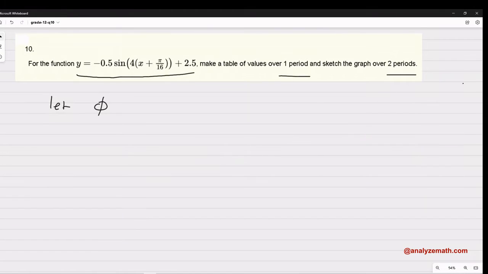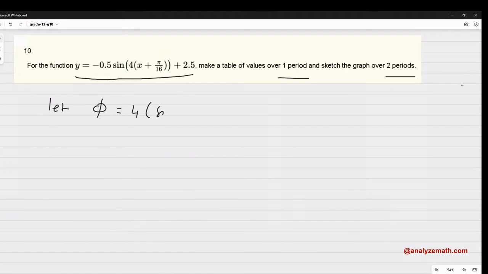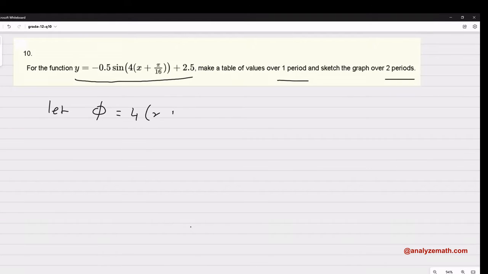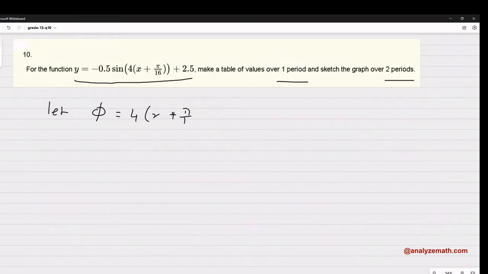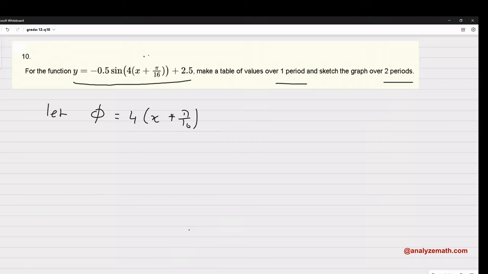So we're going to call phi the whole expression that is inside the sine function, x plus pi over 16. All this expression here is going to be called phi. Now when we do this, our function becomes much simpler: 0.5 sine phi plus 2.5. Good. We are going to deal with this now. Find the values of the sine phi.